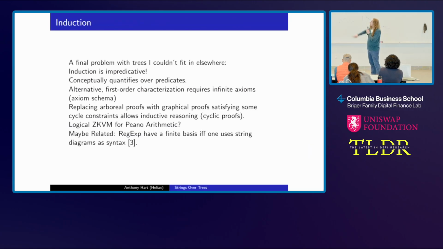And as a final thing, trees also make induction more difficult than it needs to be. Induction isn't predicative because it quantifies over predicates. Alternatively, you need infinite axioms in an axiom scheme. If you replace tree proofs with cyclic proofs that are graphs that satisfy a cycle constraint, then you can get the power of induction without needing infinite axioms or impredicativity.